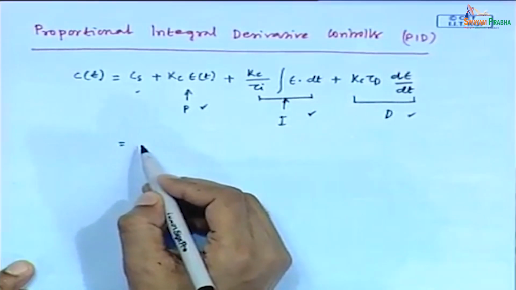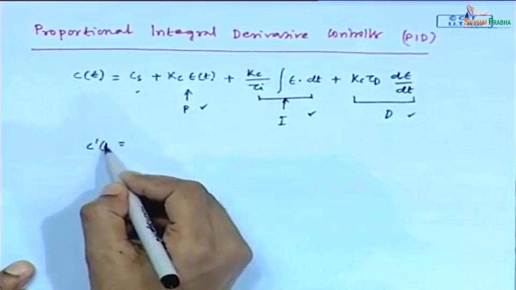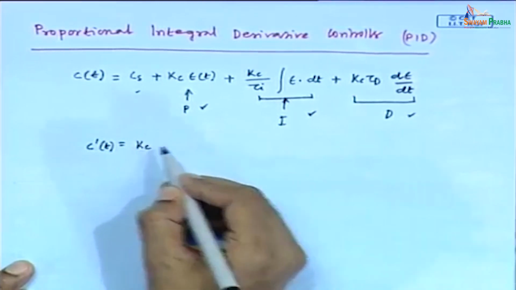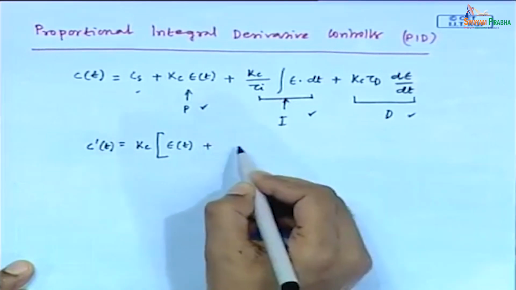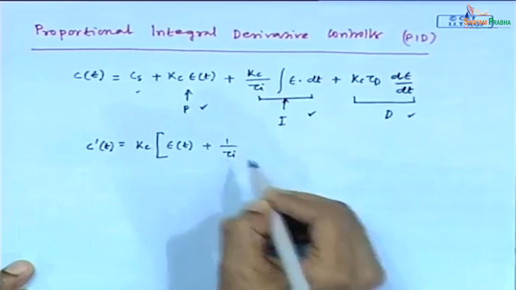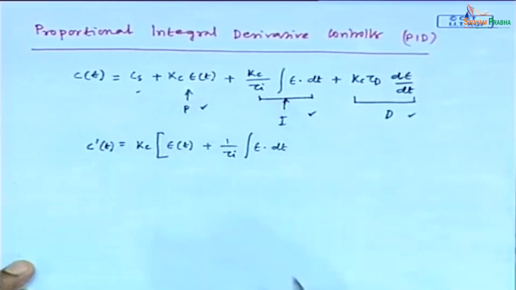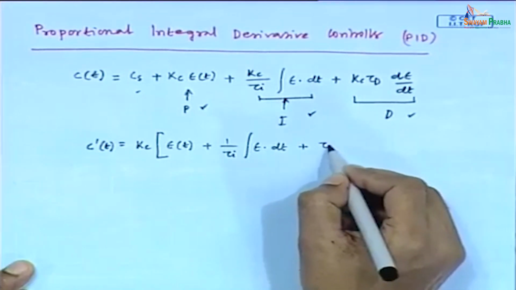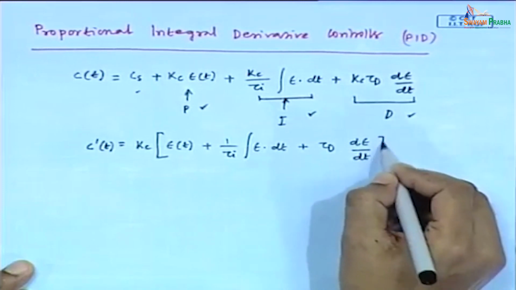So, we can rearrange this equation as C prime t equals Kc times error t plus 1 divided by tau I integration of error dt plus tau d d error dt.